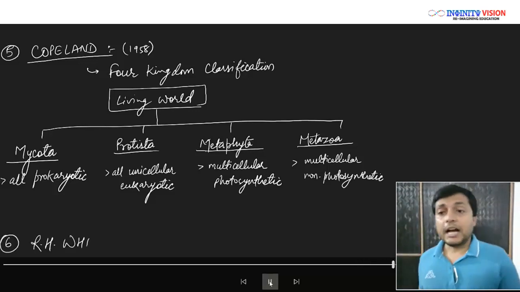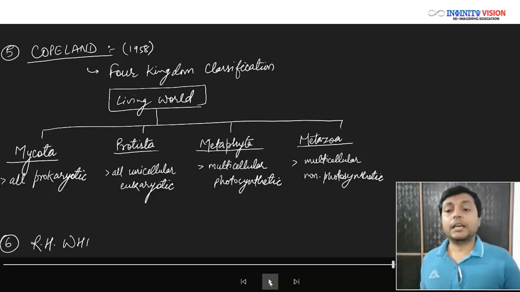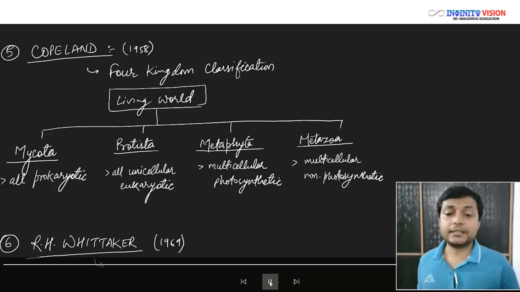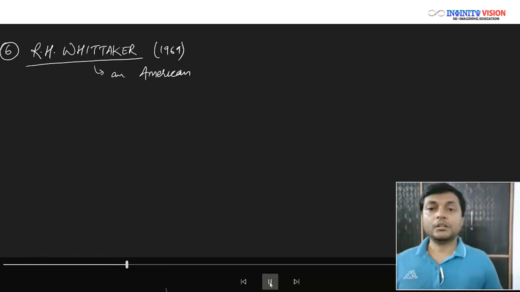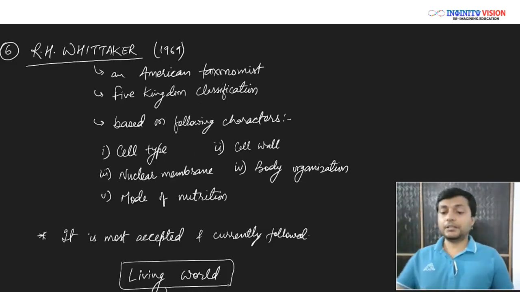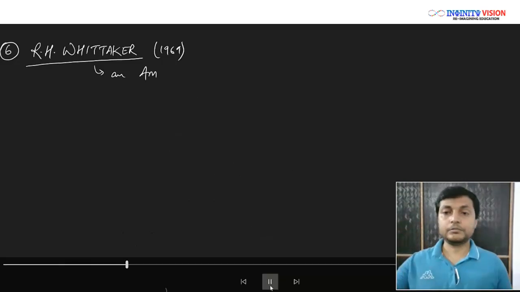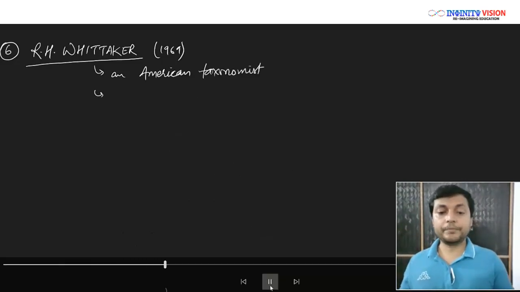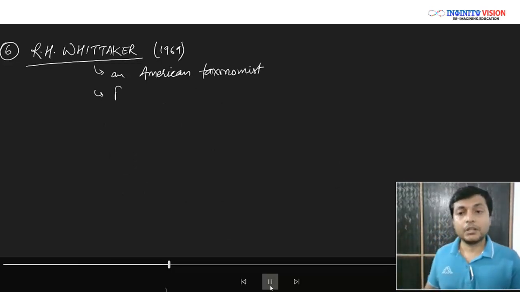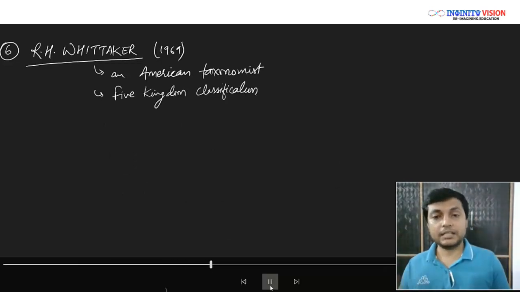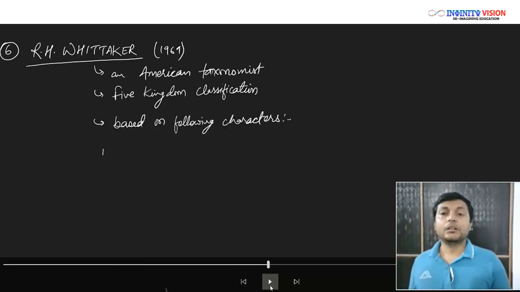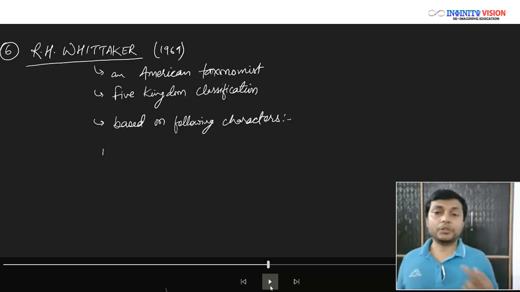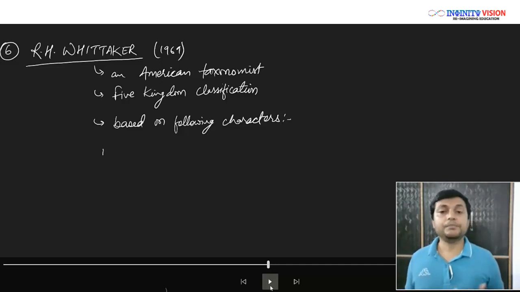Great. Now, after Copeland came R.H. Whittaker. R.H. Whittaker in 1969 gave the five kingdom classification. He is an American taxonomist. As per this five kingdom classification, the five kingdoms that were introduced were Monera, Protista, Fungi, Plantae, and Animalia.